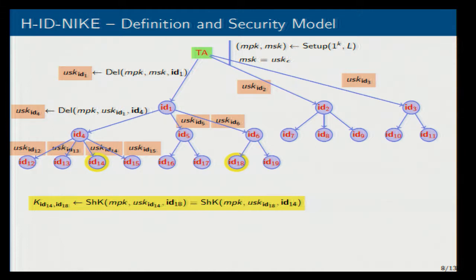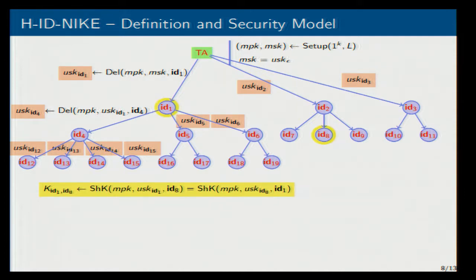In this example, I show that 2 users in the bottom of the hierarchy can non-interactively compute a shared key, but the HIDNIKE scheme is not limited to that. As I said before, any 2 users in the hierarchy should be able to compute a shared key.